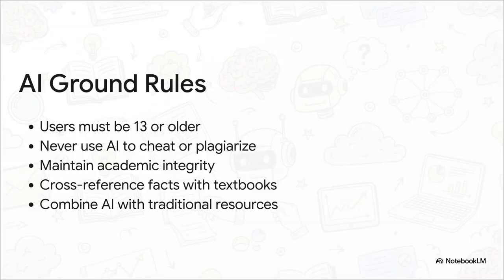Because of things like hallucinations, there are strict ground rules we have to follow. Users need to be 13 or older, sometimes needing parental consent, because you really need the maturity to spot errors. Furthermore, remember that you should never use AI to cheat or write your essays for you. It's a supplementary tool. It works best when you use it as a bridge to your traditional textbooks, verified YouTube lectures, and real-life study groups. Cross-reference everything. I promise you, that habit alone is an absolute superpower for your education.